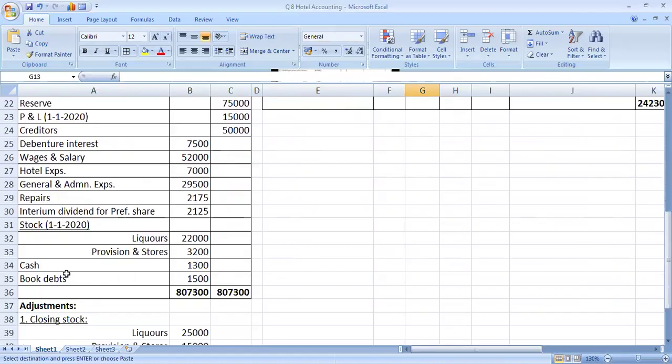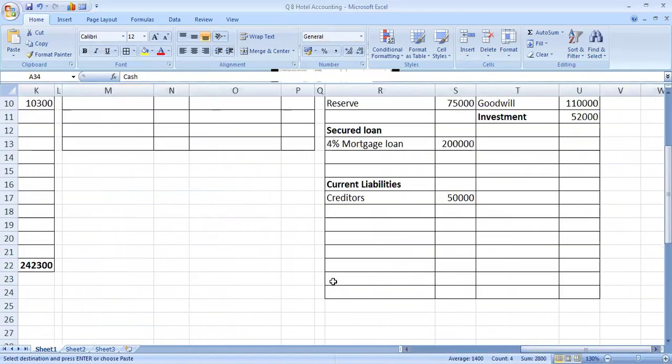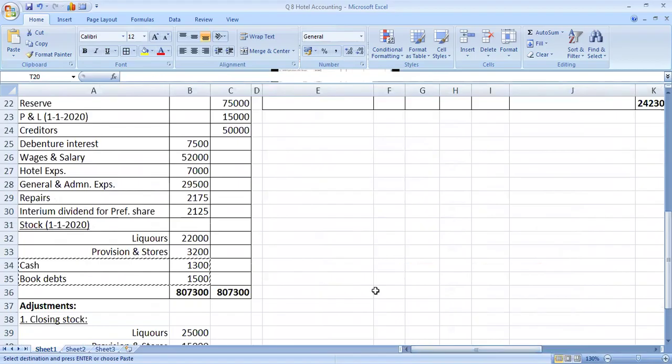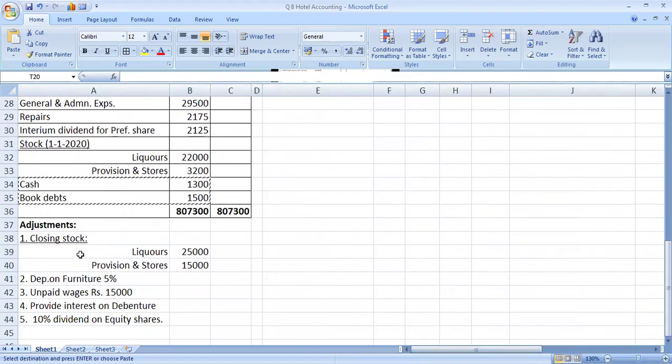Then cash and book debts. These are the items of current asset. Cash 1,300, book debts 1,500. Trial balance items over. Now I am taking adjustments.